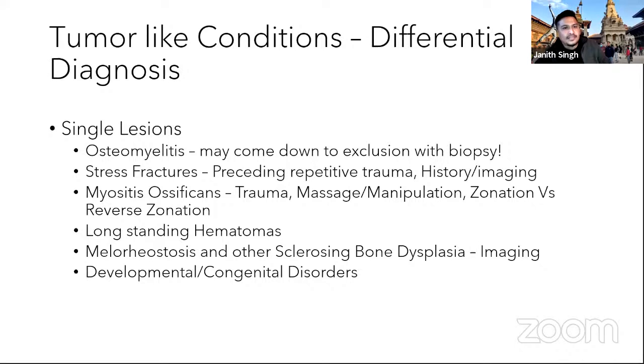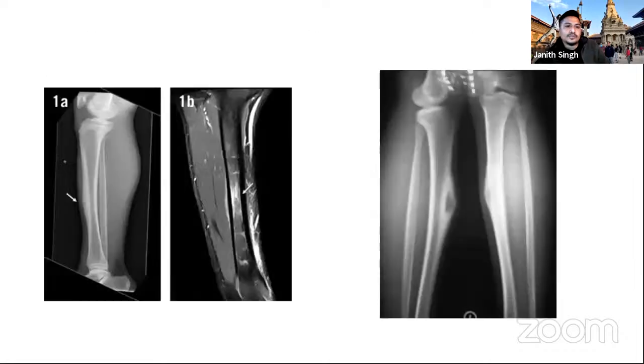So these are all tumor-like conditions that are much more common than tumors themselves. So we have a general idea about that, like different forms of osteomyelitis. If it's a single lesion: different forms of osteomyelitis, stress fractures, myositis, hematomas, melorheostosis, or other bone dysplasias and developmental congenital disorders, they can all be mimickers of bone tumors.